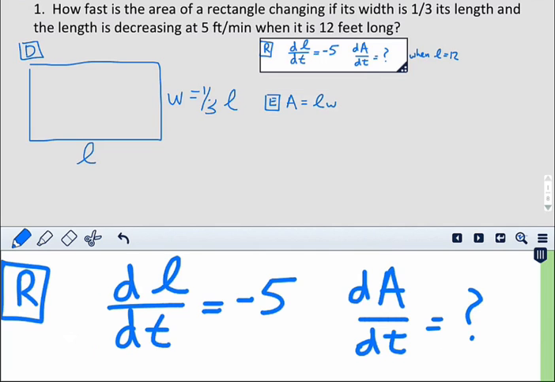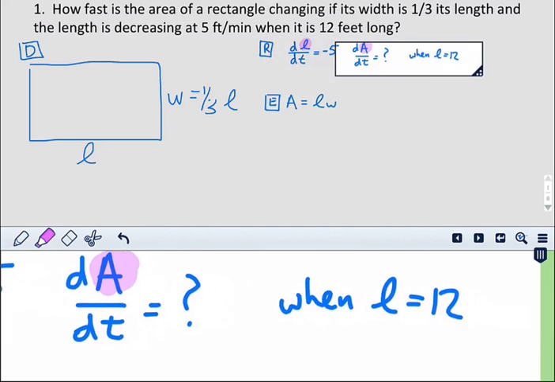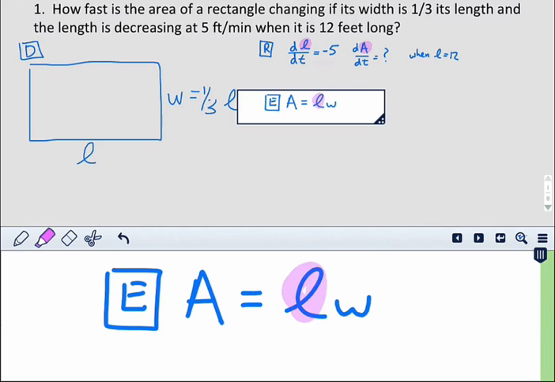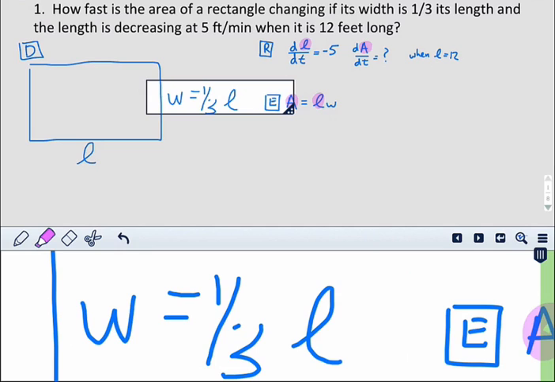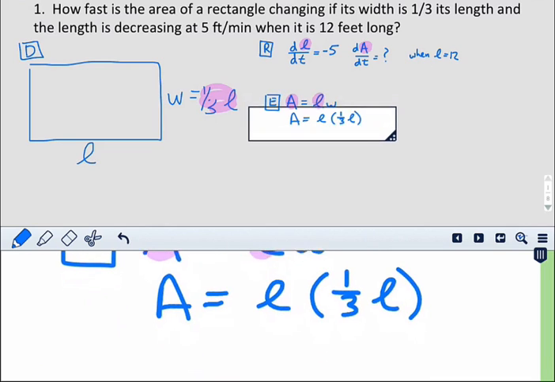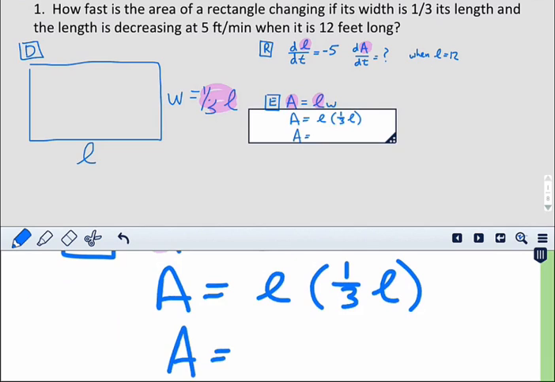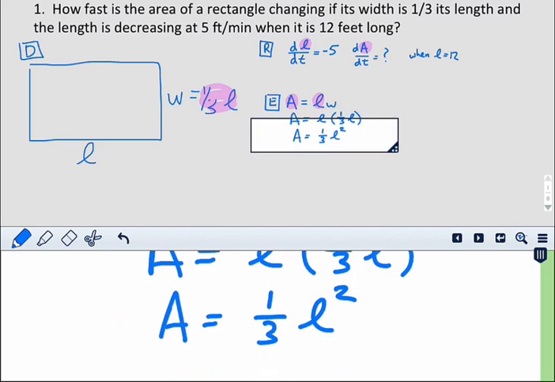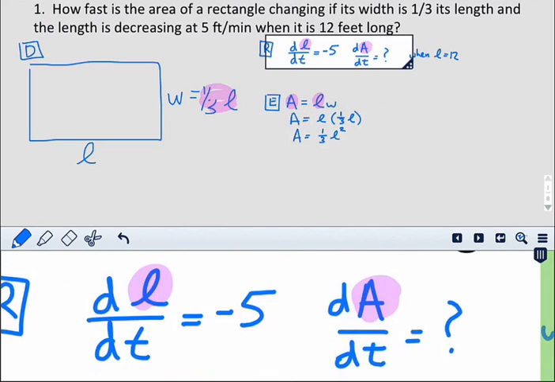Now remember, our equation is going to be based on the rates that we have. Okay? We have the rate of length and the rate of area, and so our equation should also have length and area in it. Now we want to rewrite this in terms of just length and area if possible. So right here we can see that W equals 1/3 L. So we're going to rewrite this as area equals length times 1/3 L. And then we'll simplify. So area is 1/3 times the length squared.